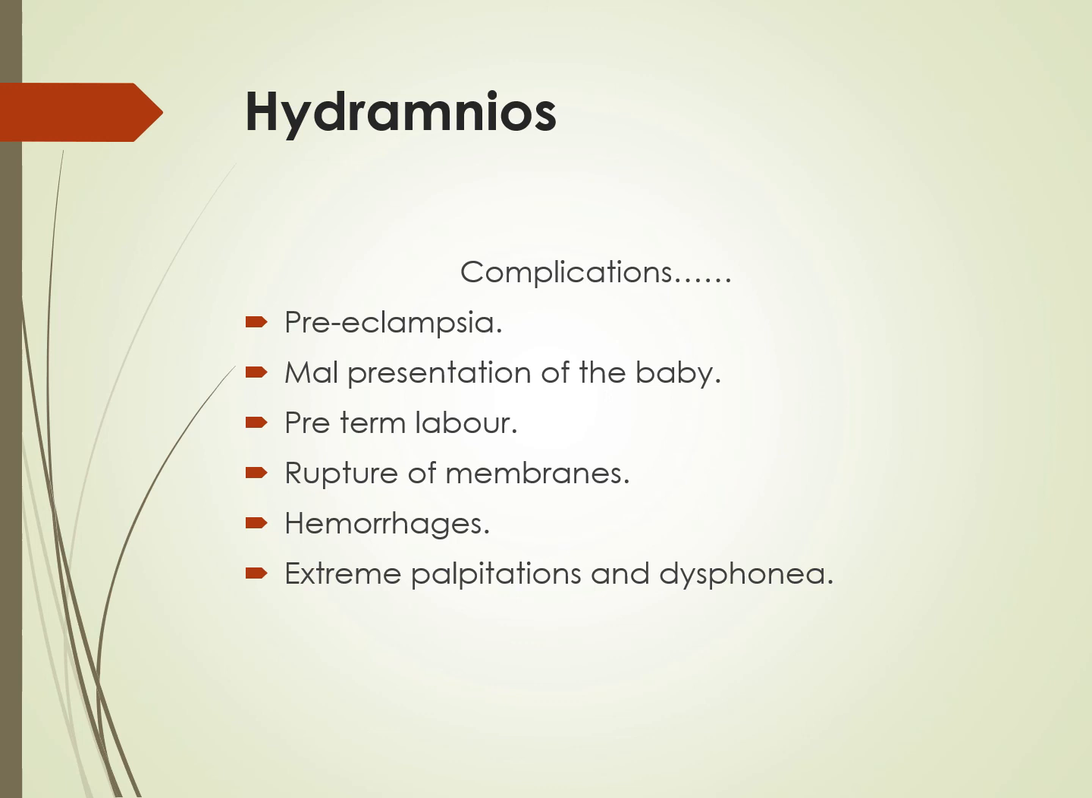As there is too much fluid in the uterus, the baby would not remain stable. It is as if the baby is swimming in this excessive fluid, doing somersaults. So there can be malpresentation of the baby at the time of childbirth. Malpresentation is like, for example, the head not coming out first. Maybe the baby has a breech presentation.